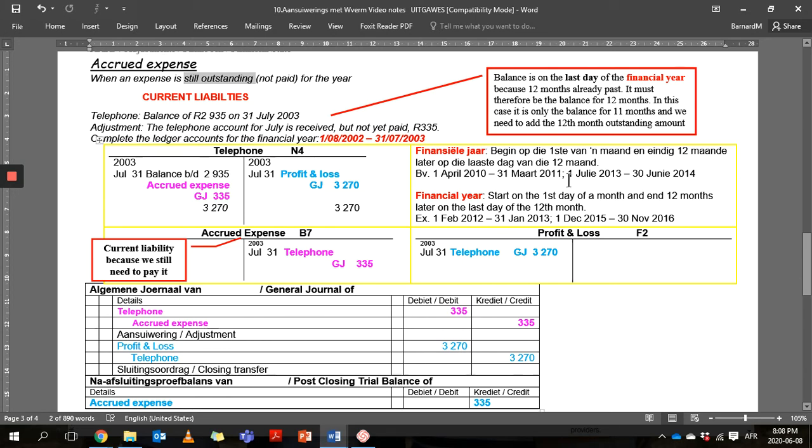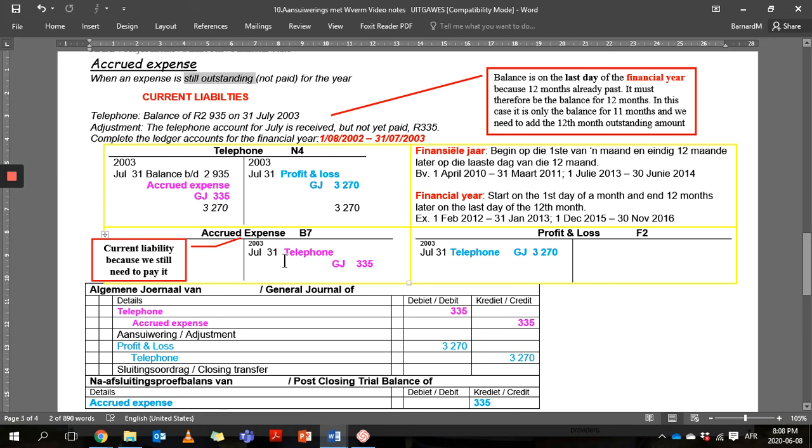If you're not sure how to see what the first month of the year is in a financial year, you can check these. There are a few examples. If the financial year starts on the 1st of February 2012, it will end on the 31st of January the next year. So just make sure that you do know that.